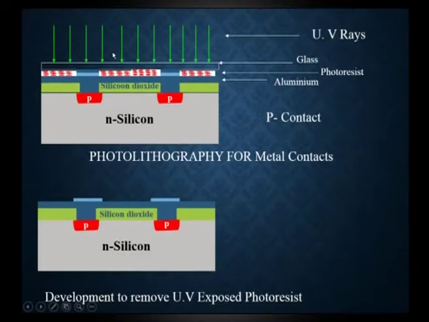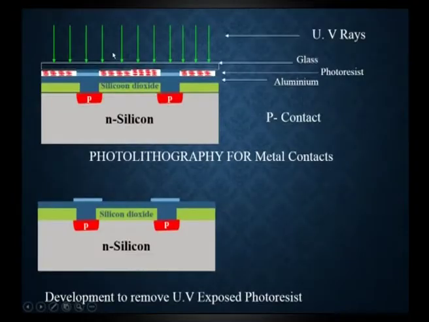Next, again it has to be exposed to the UV rays. When we expose to the UV rays, a glass plate is required, and the photoresist layer is already there, and the aluminum contact is already made above the P type material. This is how we expose the UV rays. So, this is photolithography for metal contacts, made with the help of UV rays.